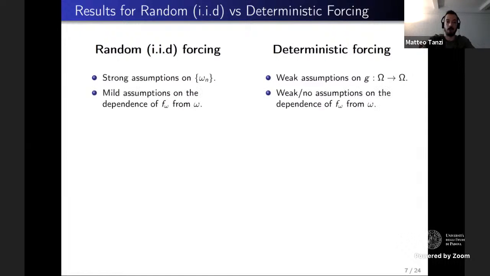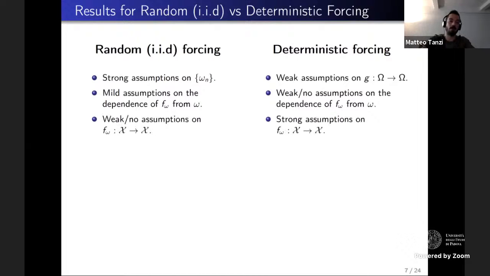For what concerns the fiber dynamics and the dependence of the fiber maps on the parameter omega, we have mild assumptions on the random IID forcing. Namely, we need that the dependence of F from omega is such that we have diffusion in the system that ensures geometric ergodicity. While for the deterministic forcing, there are almost no assumptions on the dependence of F from omega, maybe just some measurability assumptions, some very, very weak regularity assumption. For what concerns the actual maps F omega and their dependence on the phase state variable, there are weak or no assumptions in the random IID forcing.